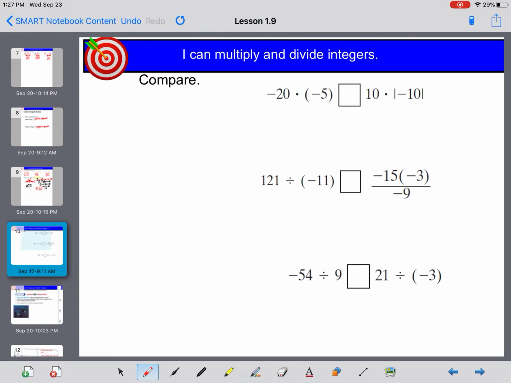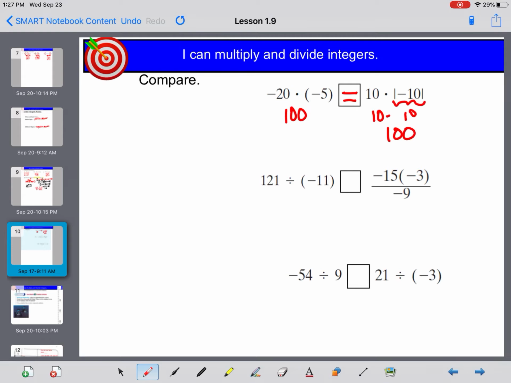All right, so the first one, a negative times a negative is a positive. 20 times 5 is positive 100. And then the absolute value of negative 10 is 10. 10 times 10 is 100. So I'm comparing 100 on the left and 100 on the right. I know that those two are equal.